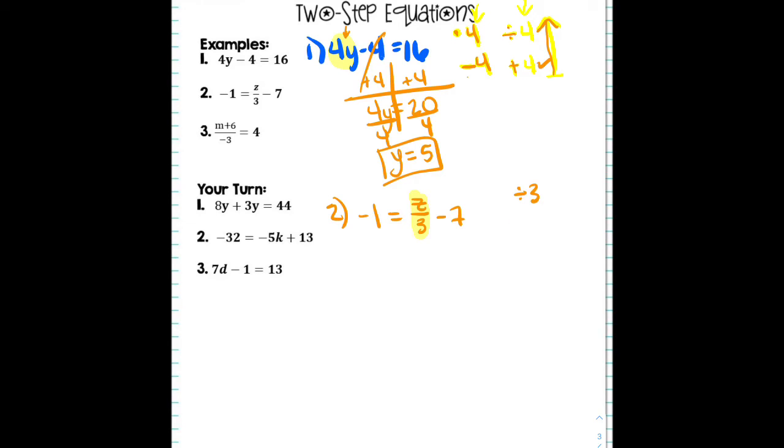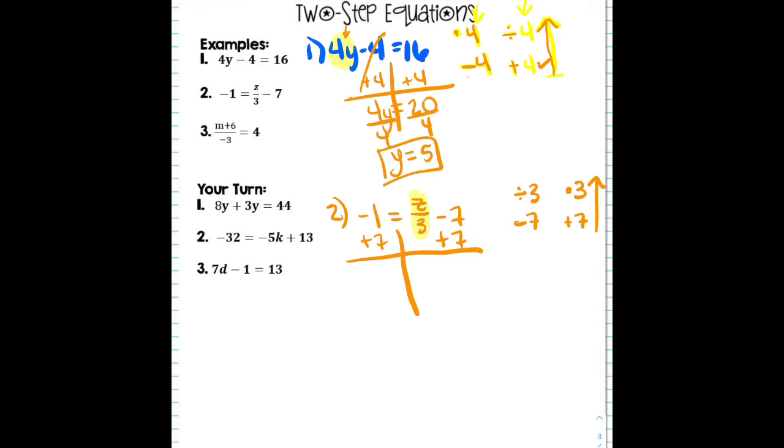All right, so the first thing we're doing to z is dividing it by 3. And then let me switch back to my pen. We're subtracting 7 from that. So the inverse operation of subtraction is addition. The inverse operation of division is multiplication. And I'm going to do these things from the bottom up.